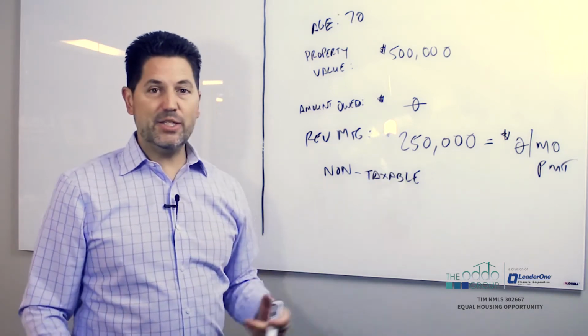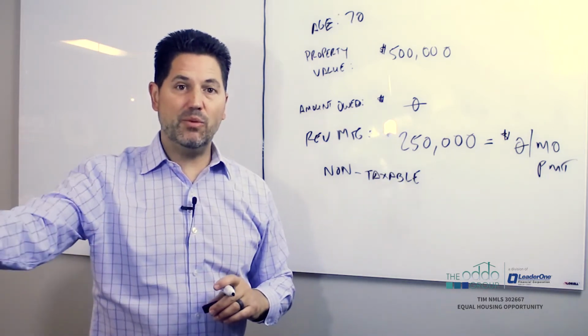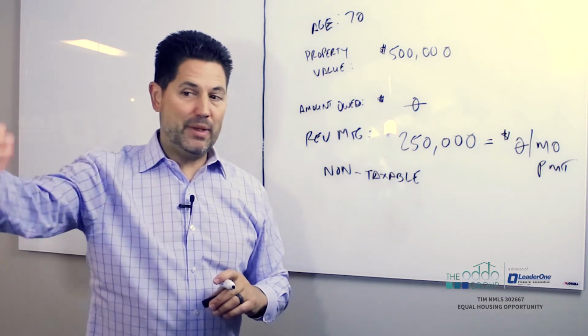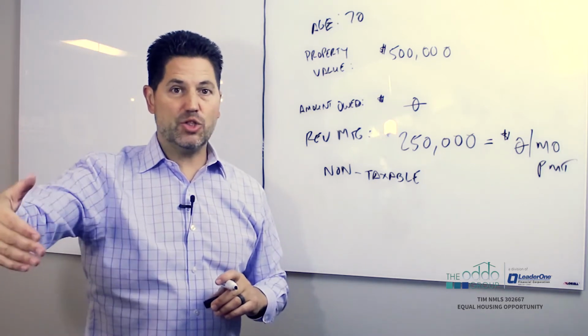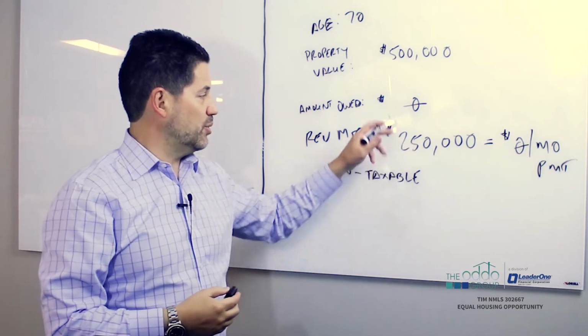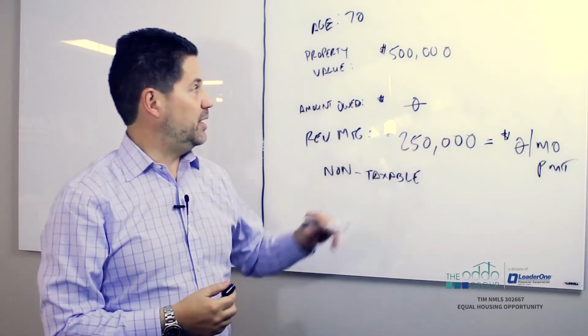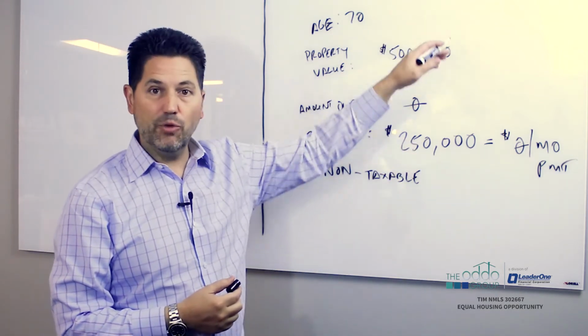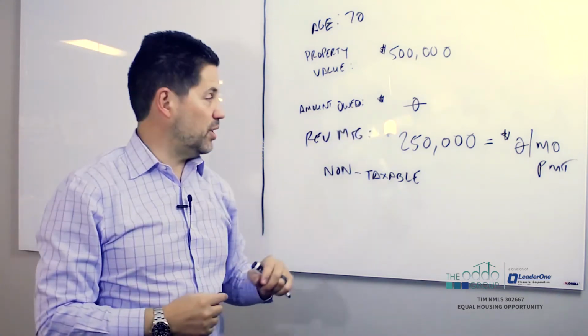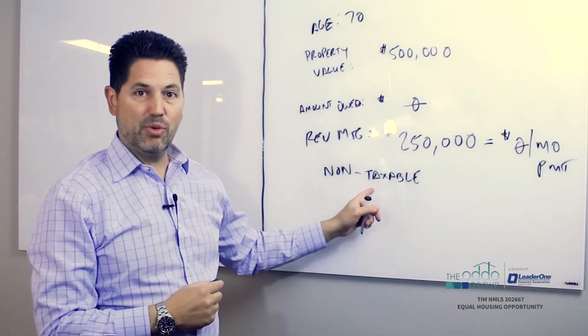The reason why is it's part of a loan. It has to be repaid when you sell the property. When mom and dad pass away or when that property gets sold, whatever is owed against the reverse mortgage has to be paid back. Now you still get to take whatever equity is left over above and beyond what is owed on the property, but it's non-taxable.